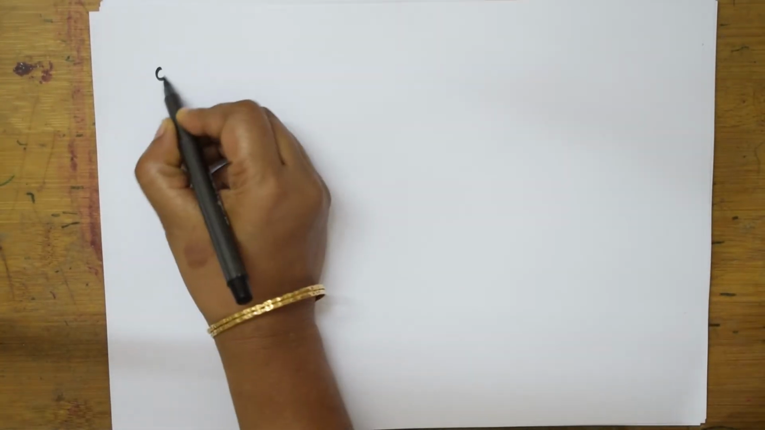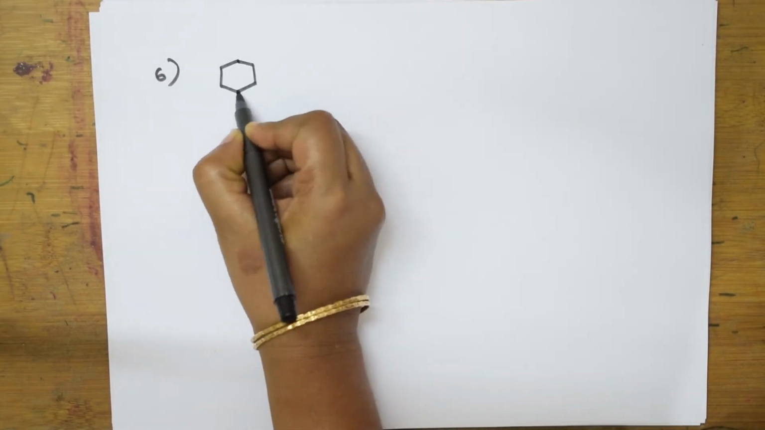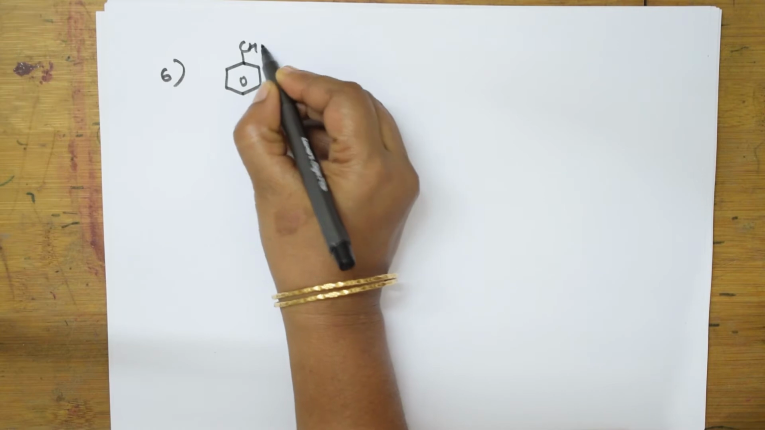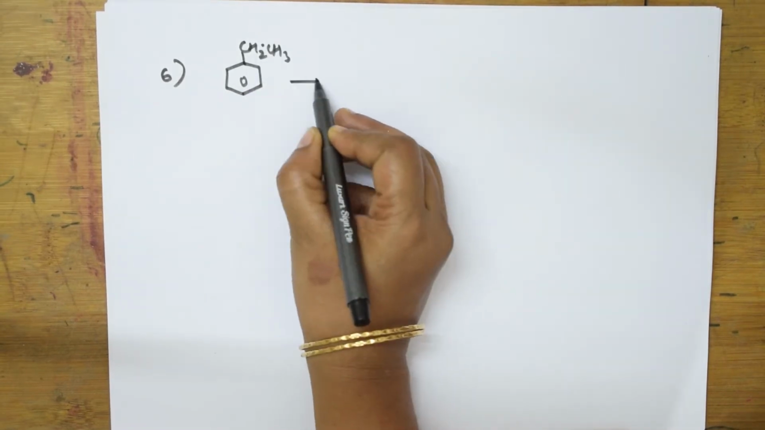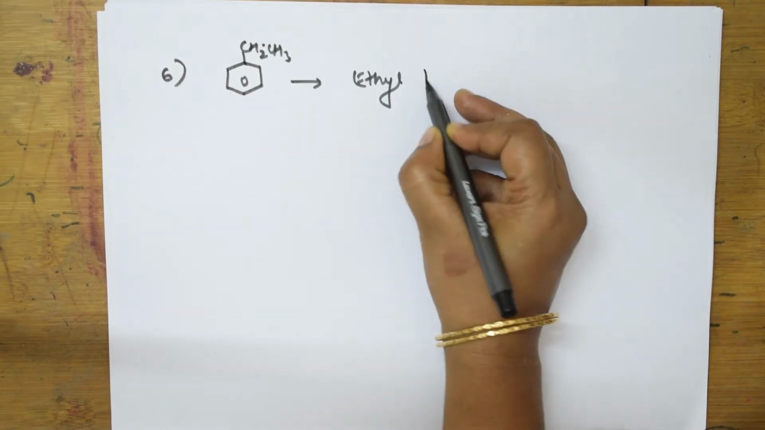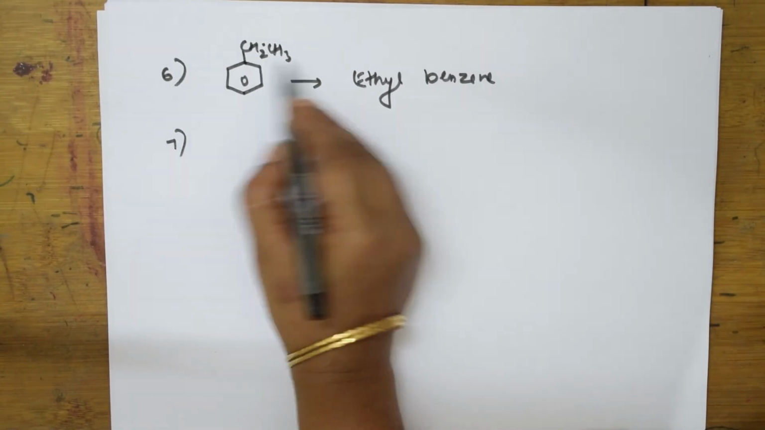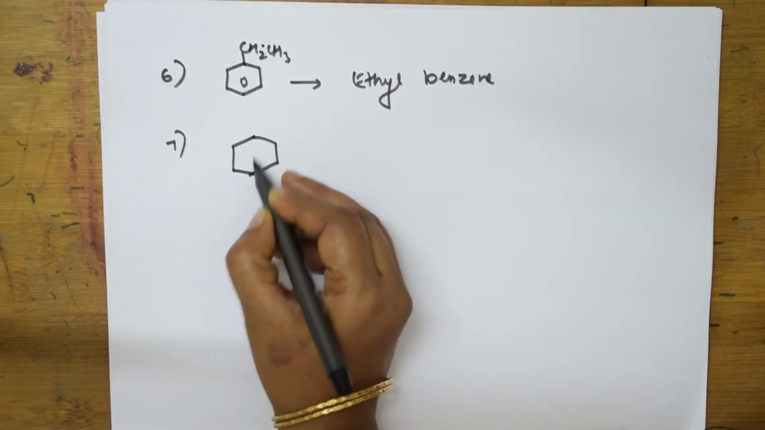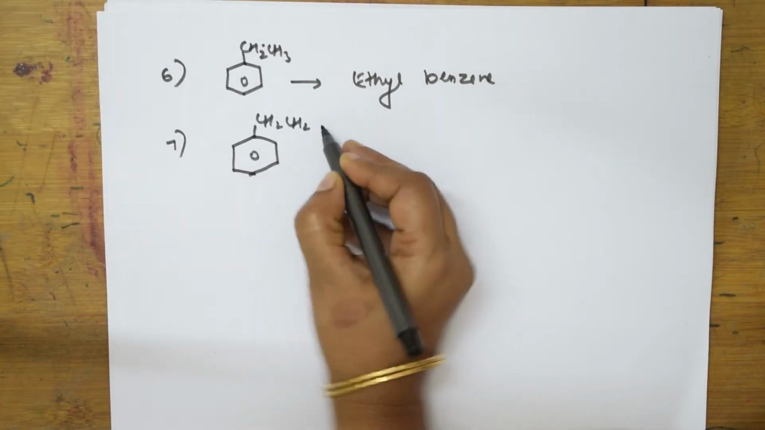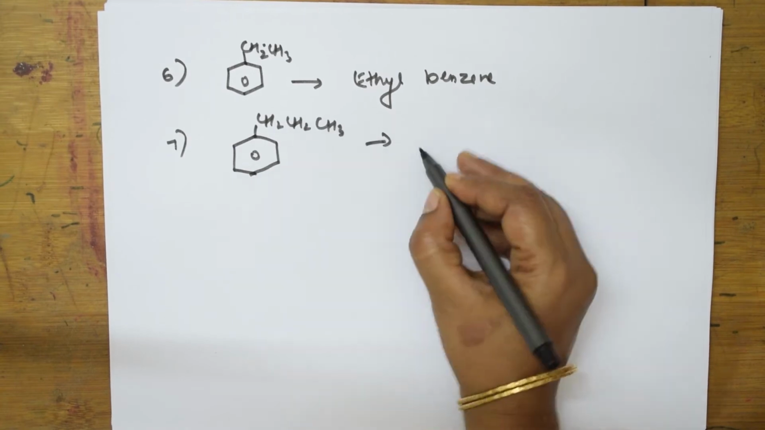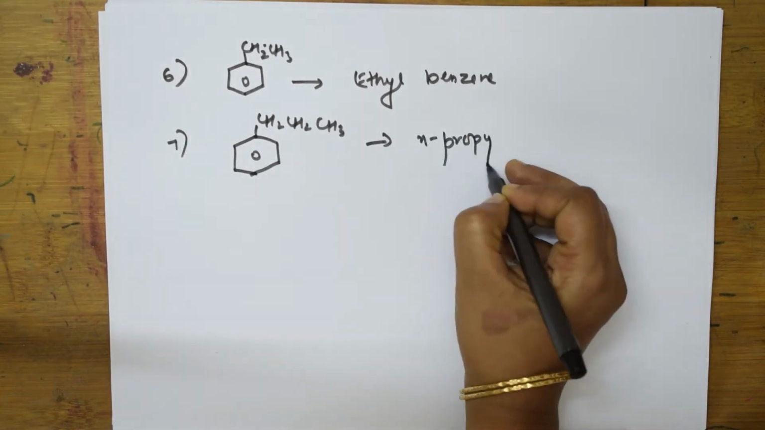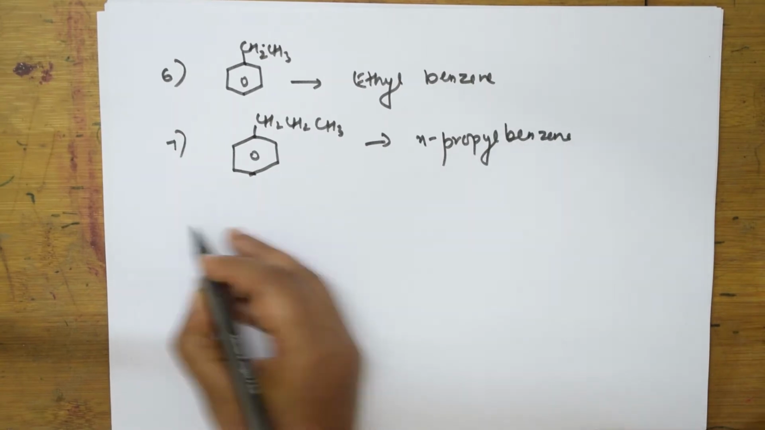Now let me take one more example. In this example, I'll be teaching you one more group. Let me take the sixth one. I'm going to introduce one more alkyl group to this, that is CH2 and CH3. Now two carbons are there. This is called ethyl benzene. Seventh example. I'm increasing the carbon chain. From ethyl, I'm going to a bigger one, CH2, CH3. Now how many carbons are there? 3. So this becomes n-propyl benzene, because 3 carbons are there.